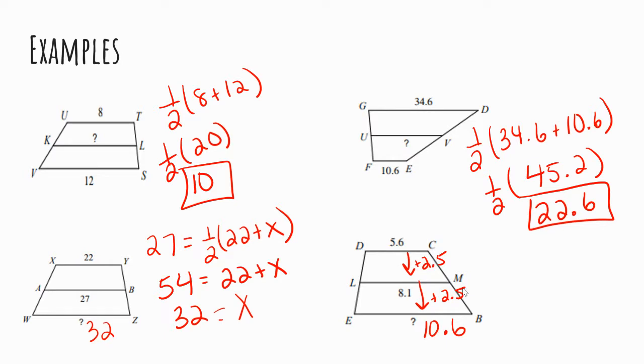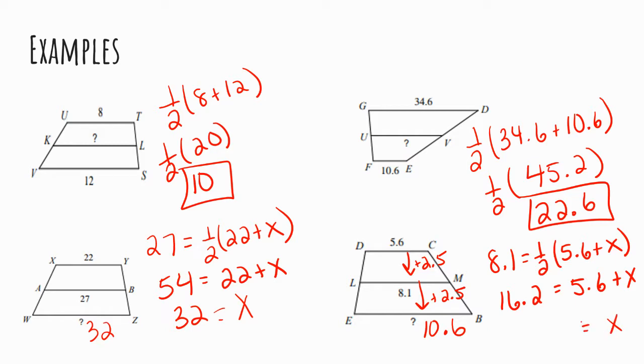Or again, if you don't really like doing that, because especially since it's decimals, it might be harder to see. If I take 8.1, set it equal to 1/2 times my 5.6 plus x. Let me do 8.1 times 2 to get rid of that fraction. So it gives me 16.2 is equal to 5.6 plus x. When I subtract 5.6 from both sides, I get 10.6. So either way you want to think about those, you can. It's totally up to you.